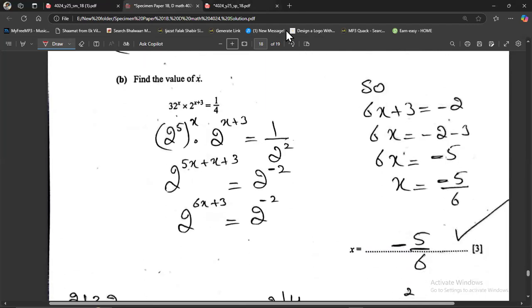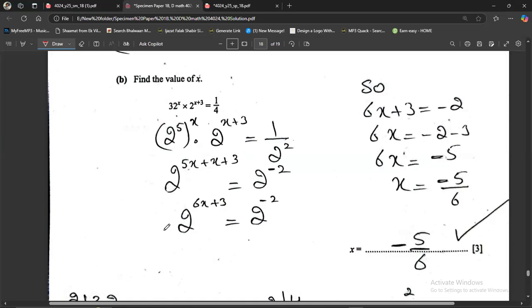So I will write here, in the place of 32, 2 raised to power 5, raised to power x, into 2 raised to power x plus 3 equals to 1 by 2 square. Because the base is the same, these powers will be added up. So 2 raised to power 5x plus x plus 3, equals to, bring this upstairs, so you will have 2 raised to power minus 2. So on the left side, you will have 2 raised to power 6x plus 3. On the right side, we have 2 raised to power minus 2.